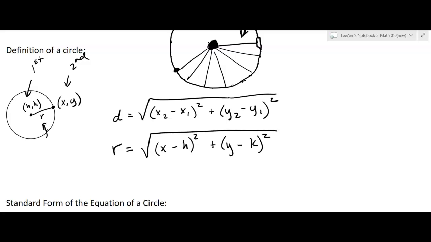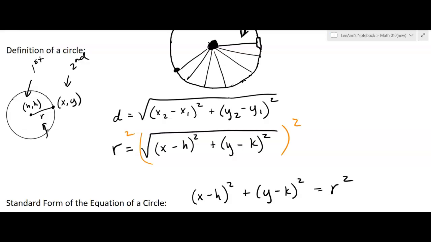And you could leave that formula like that, but usually for the standard form of the equation of a circle, which is what we're coming up with, they're going to square both sides. So they're going to square this and they're going to square this. And so here comes the standard form of a circle. It's going to be, and I'm going to switch it the other way, x minus h squared plus y minus k squared equals r squared.